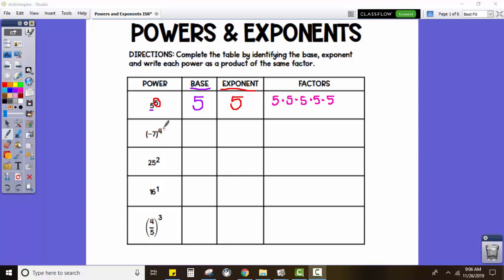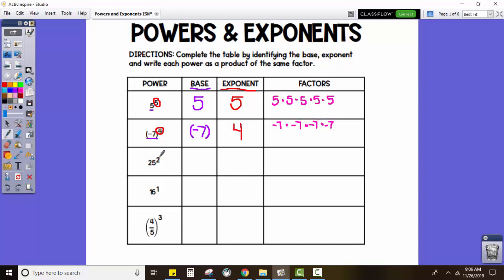Okay, for the next one, -7 to the 4th. So the bigger number is the base, -7. And we're going to put -7 in parentheses. You'll find out a little bit why it matters if you put it in parentheses or not. My exponent is the little number, the 4th. So when I write my factors, I'm going to do -7 4 times. So it's not -7 times 4. It would be -7 times -7 times -7 times -7. And you can see there's 1, 2, 3, and 4 of them.